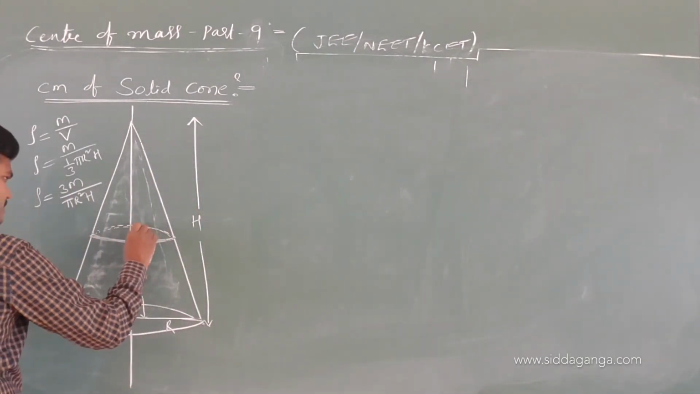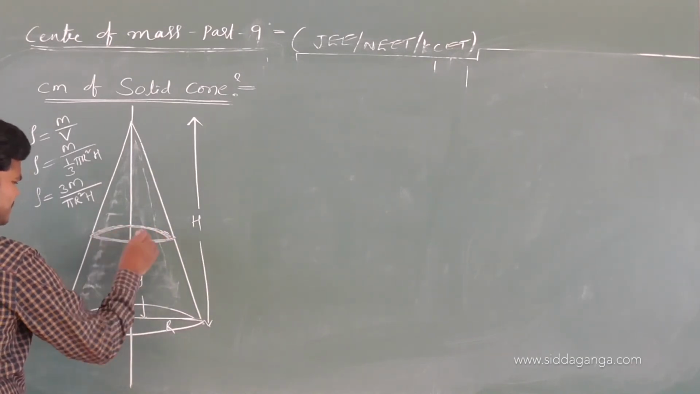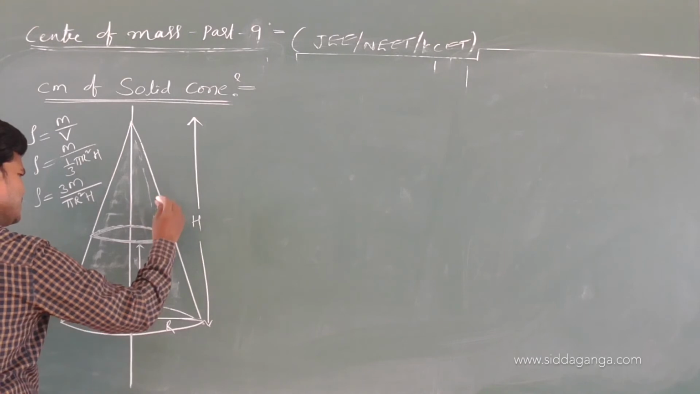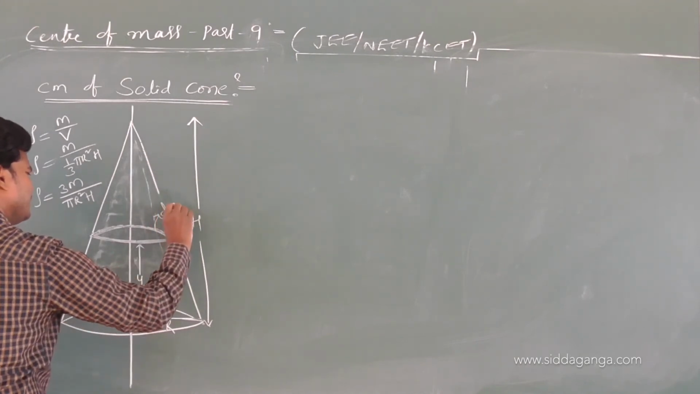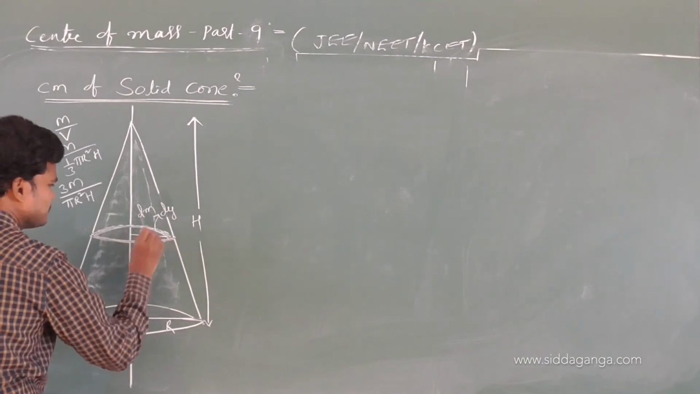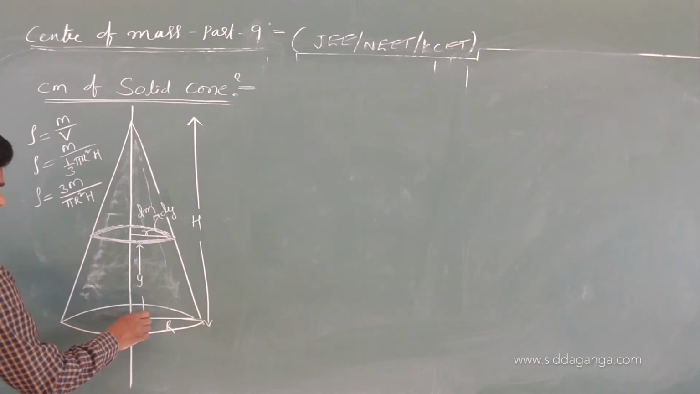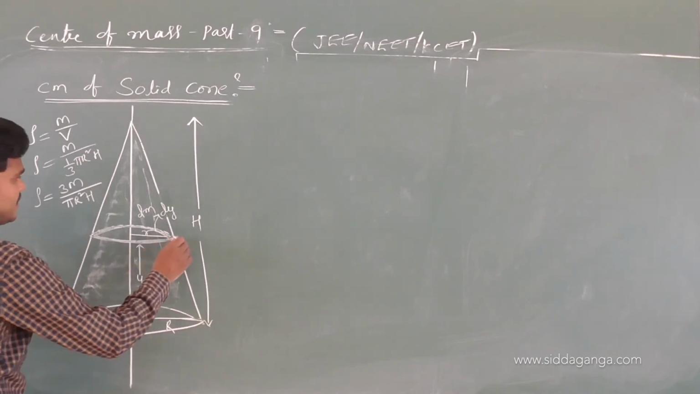So what is the thickness of this disc? If the position is y, the thickness is dy. What is the mass? dm. Let us take R as the radius. This is the height h, and this is y. Then what is the remaining height?